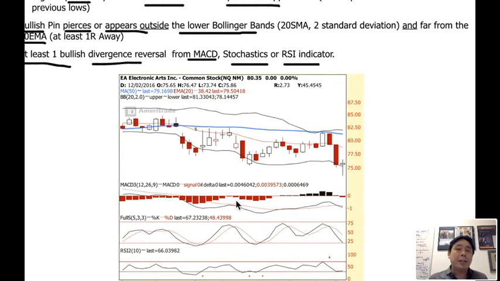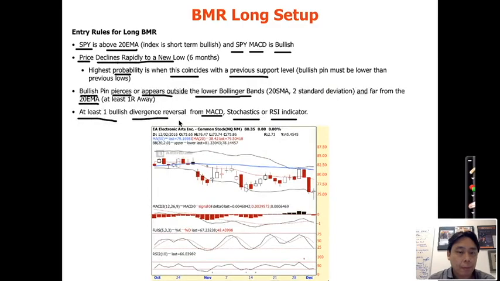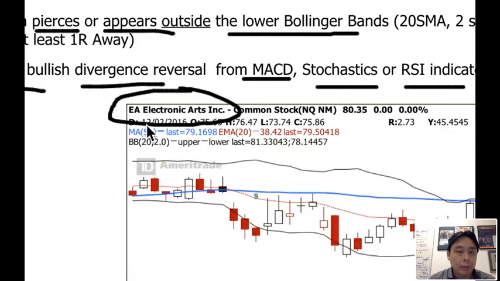Okay. So of course, the first thing is to look at the S&P 500. It must be above the 20 EMA. The MACD has to be bullish. All right. Now on this particular stock, we're looking at Electronic Arts or EA. Let's take a look. Does it meet the criteria?